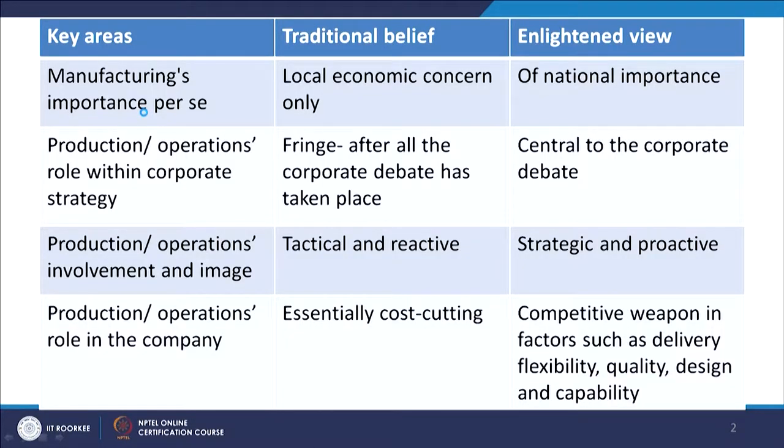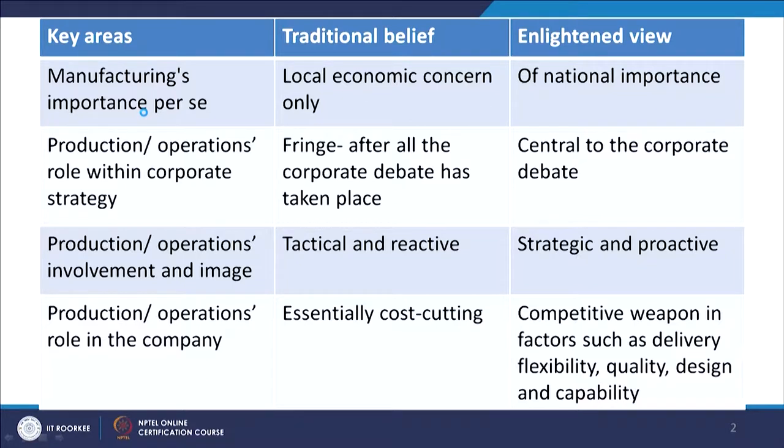So, we call them the enlightened view of manufacturing, and let us see a comparative analysis of the traditional view and the enlightened or strategic view of manufacturing for various key activities. Our discussion is divided into three parts. The first part covers the important issues on which we will see the traditional view and the enlightened view, and how manufacturing can provide some kind of strategic advantage with respect to these key areas. If we start, the first important thing is manufacturing's importance per se. How important is manufacturing?